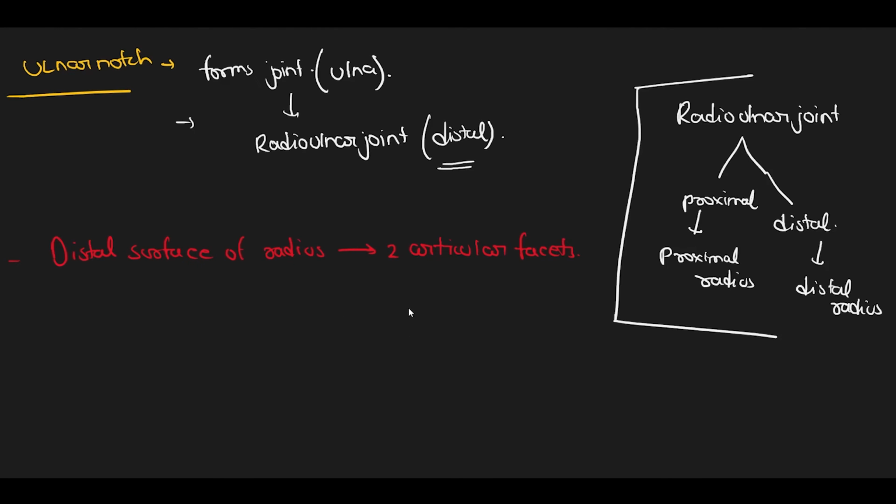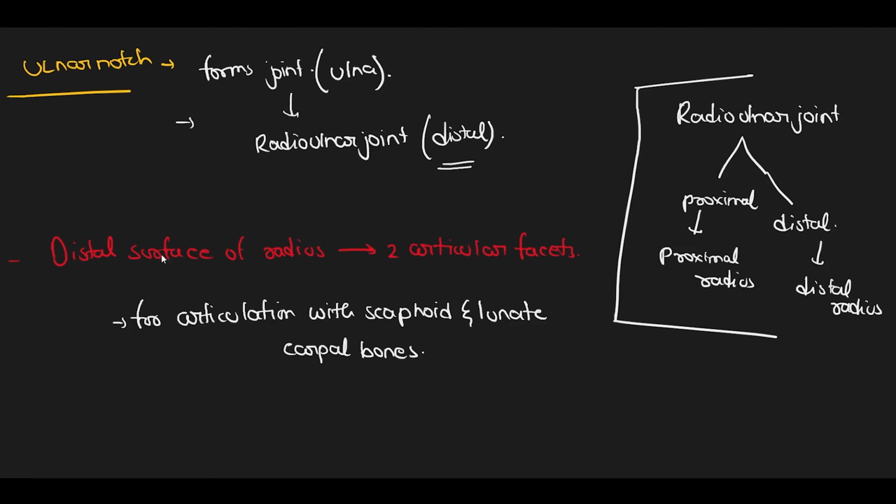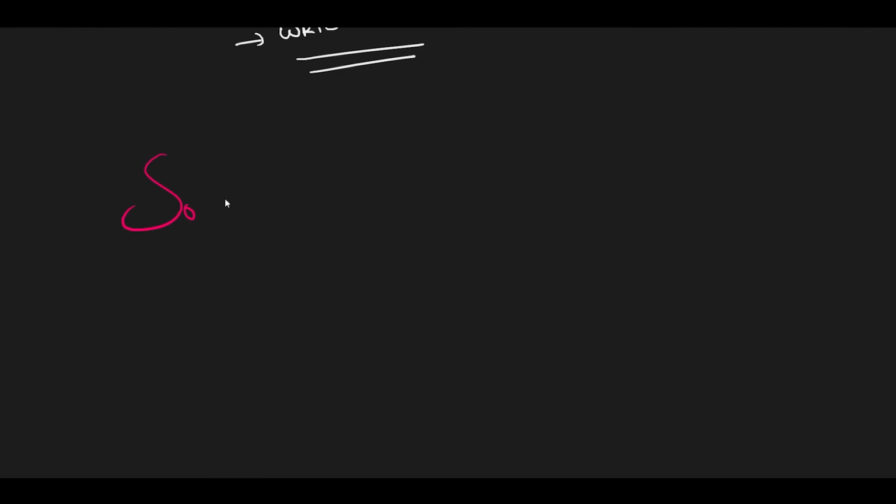So what are these two articular facets for? These are for articulation with the scaphoid and lunate carpal bones. So this distal surface of the radius has two articular facets. What are these articular facets used for? These are for the articulation with the scaphoid and lunate carpal bones. It makes up the wrist joint. So this is our today's topic, completed.